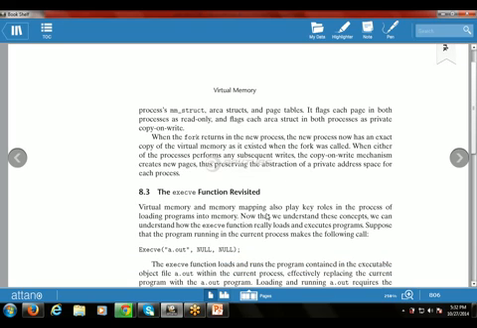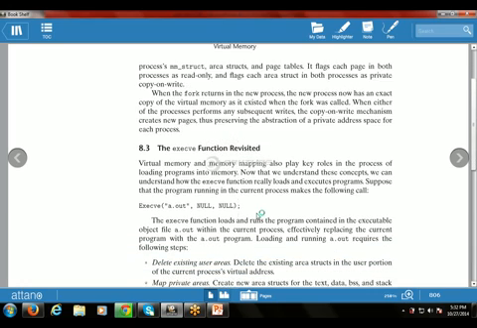Next is the execve function revisited. Virtual memory and memory mapping also play an important role in the process of loading programs into memory. Now that we understand this concept, we can understand how the execve function loads and executes a program. Suppose that the program running in the current process makes the following call: execve with a.out, which is a file name, and null parameters. The execve function loads and runs the program contained in the executable object file.